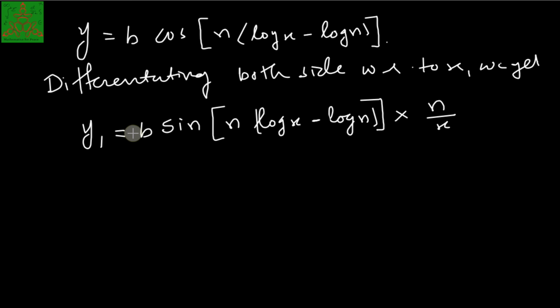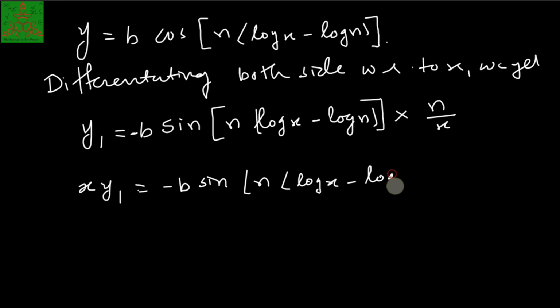The derivative of cos will be minus sine. So finally what we have is x into y1 is minus b sine n log x minus log n.